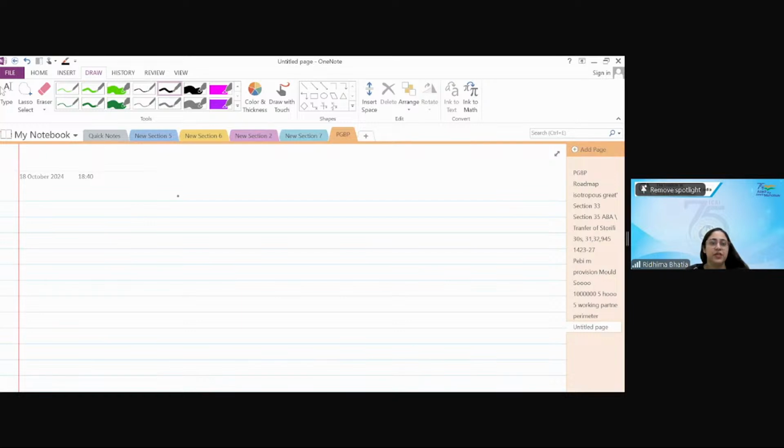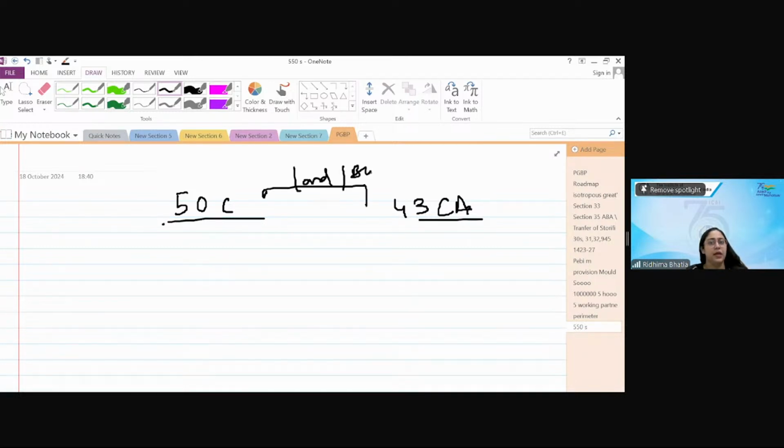So two provisions come, friends. One is section 50C, which almost talks about the same thing, and there is section 43CA, which talks about the same thing. Both talk about land and building. And why is this section important? Because there is a lot of black market dealing here, right? So to get the optimum value, to the extent of the stamp duty value, these sections were introduced.